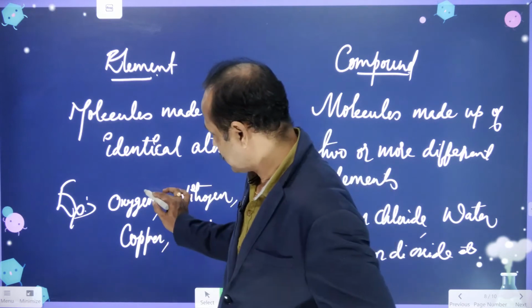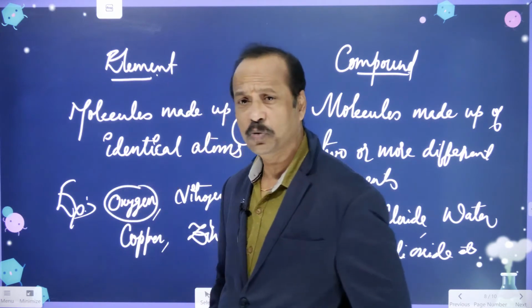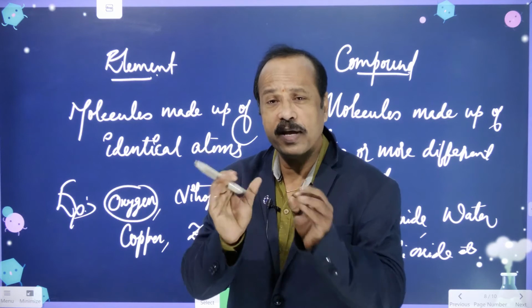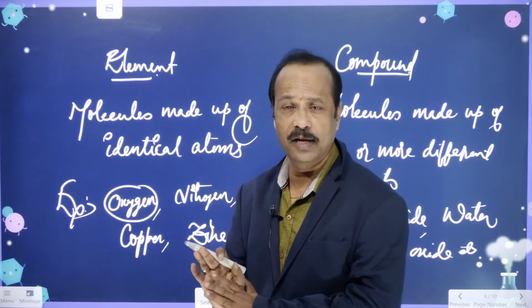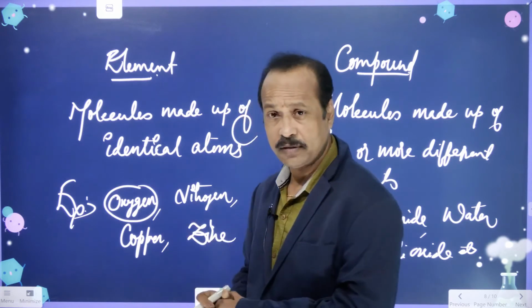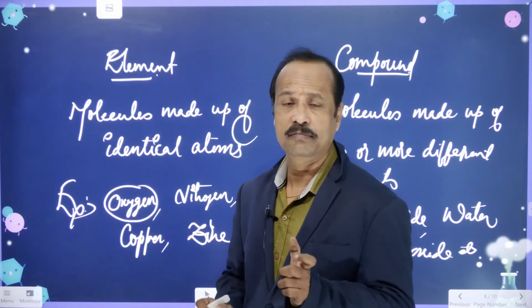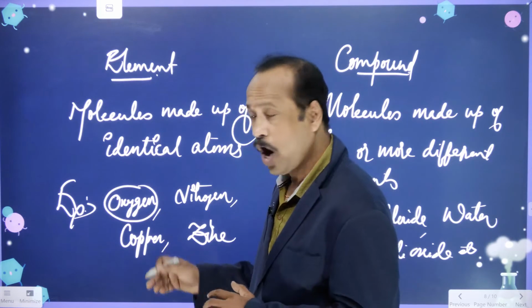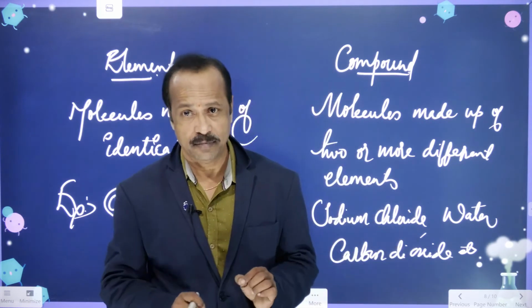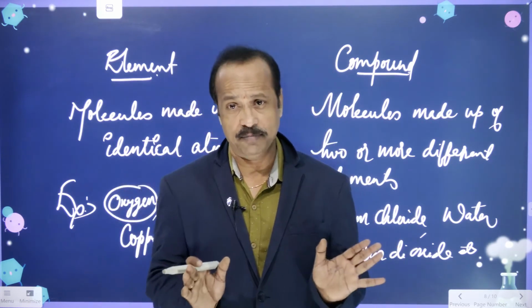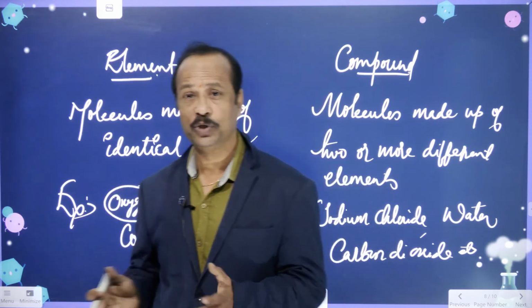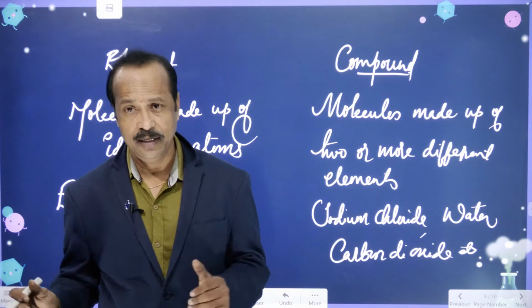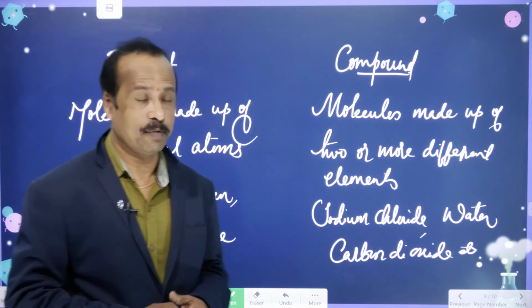Oxygen means only one type of atom is present, no other elements. Nitrogen means only nitrogen, no other elements. If you take pure copper, it consists of only copper atoms, no other elements present. Similarly zinc has only one type of atom. These come under the elements.